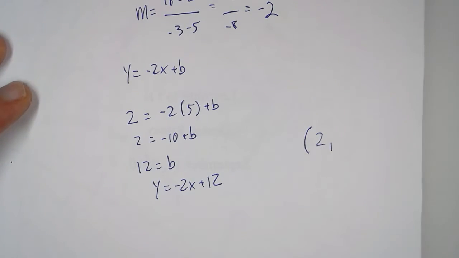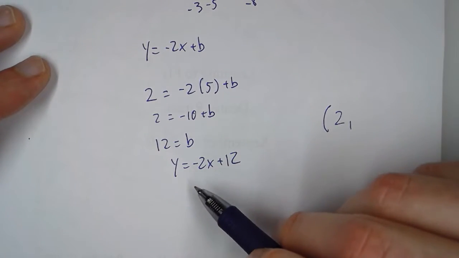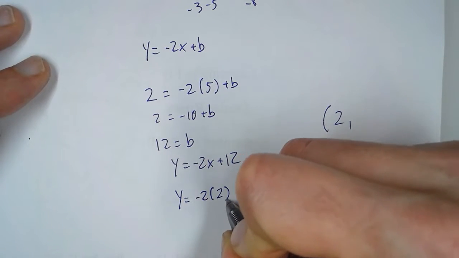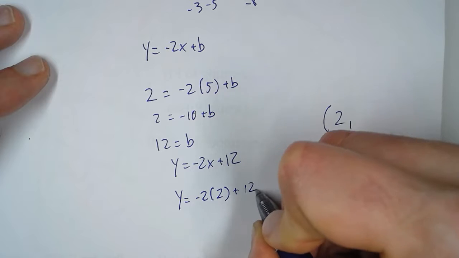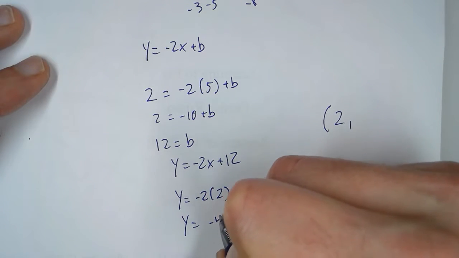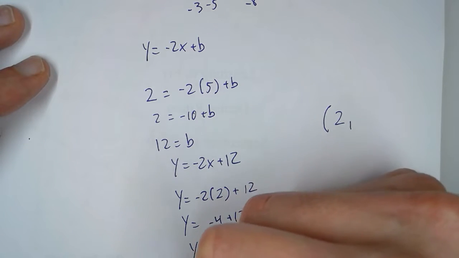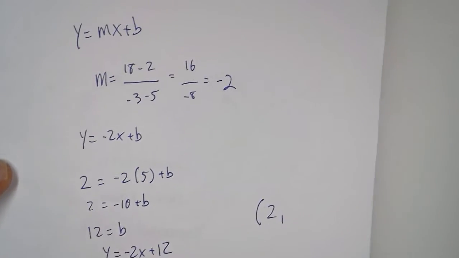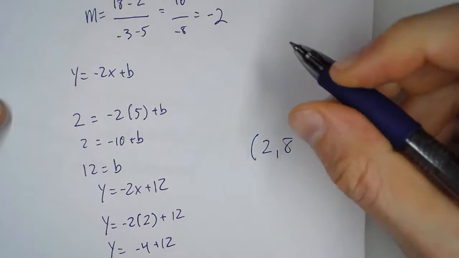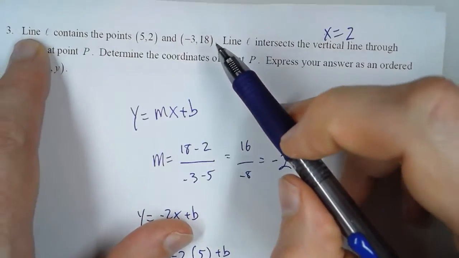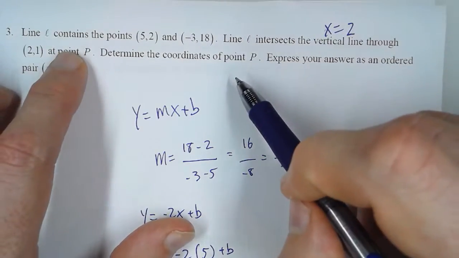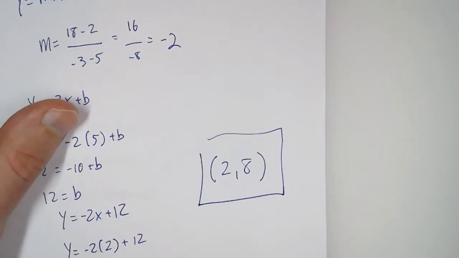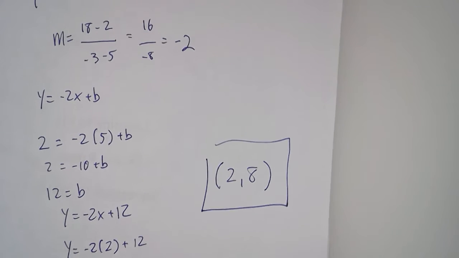We know the x value is 2. So to figure out the y value, we substitute 2 in for x. So that's negative 4 plus 12. So that means our y value is positive 8. So to finish off our ordered pair, line L crosses this vertical line at point P, and point P is the ordered pair (2, 8). There's our answer, and we're done.